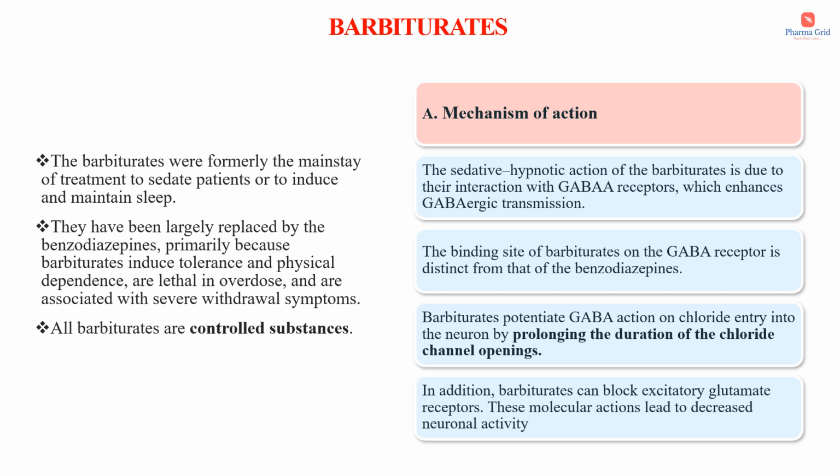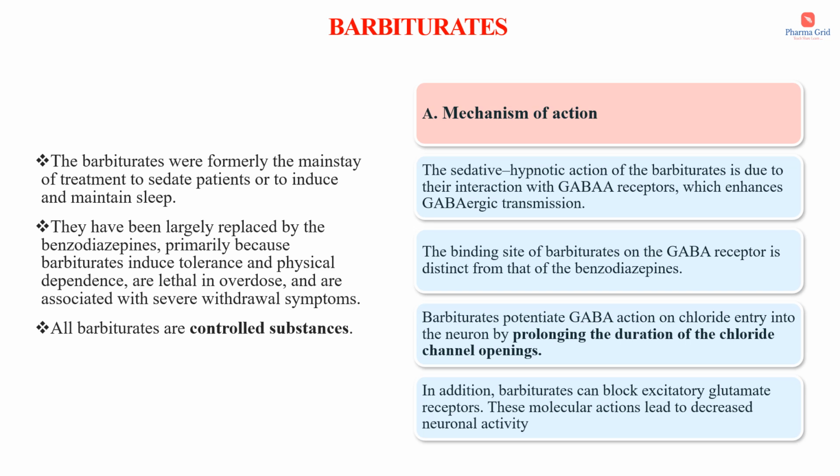The binding site of barbiturates on the GABA receptor is distinct from that of the benzodiazepines. The barbiturates potentiate GABA action on chloride entry into the neuron by prolonging the duration of the chloride channel openings. We have seen that benzodiazepines potentiate GABA action by increasing the frequency of chloride channel opening. So what will barbiturates do? Barbiturates will potentiate GABA action by prolonging the duration of chloride channel opening, or else we can say that they increase the lifetime of chloride channel opening induced by GABA.